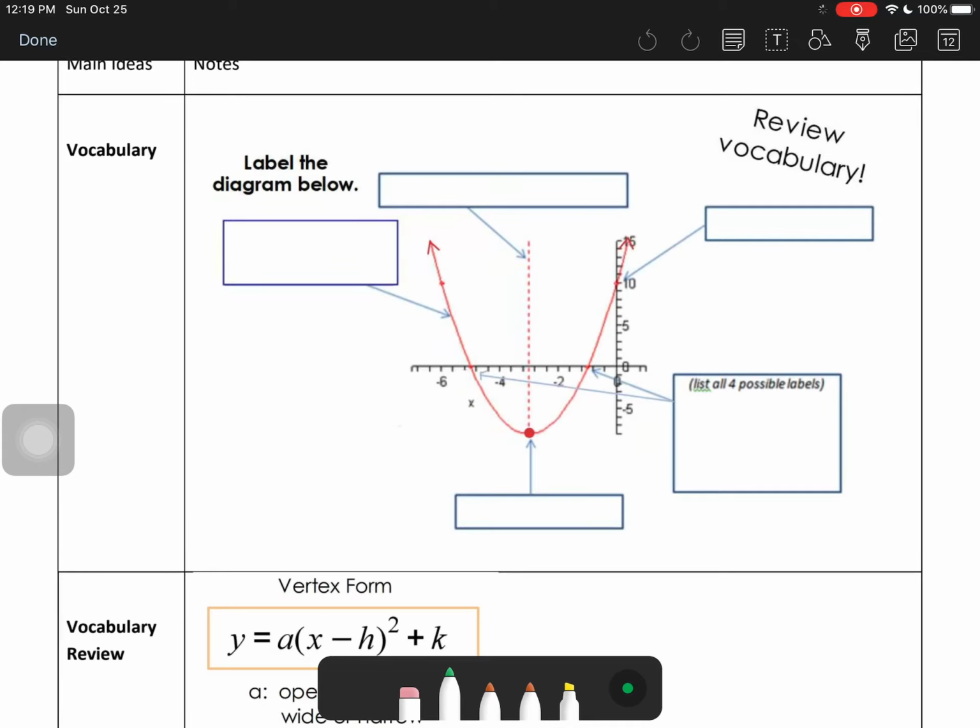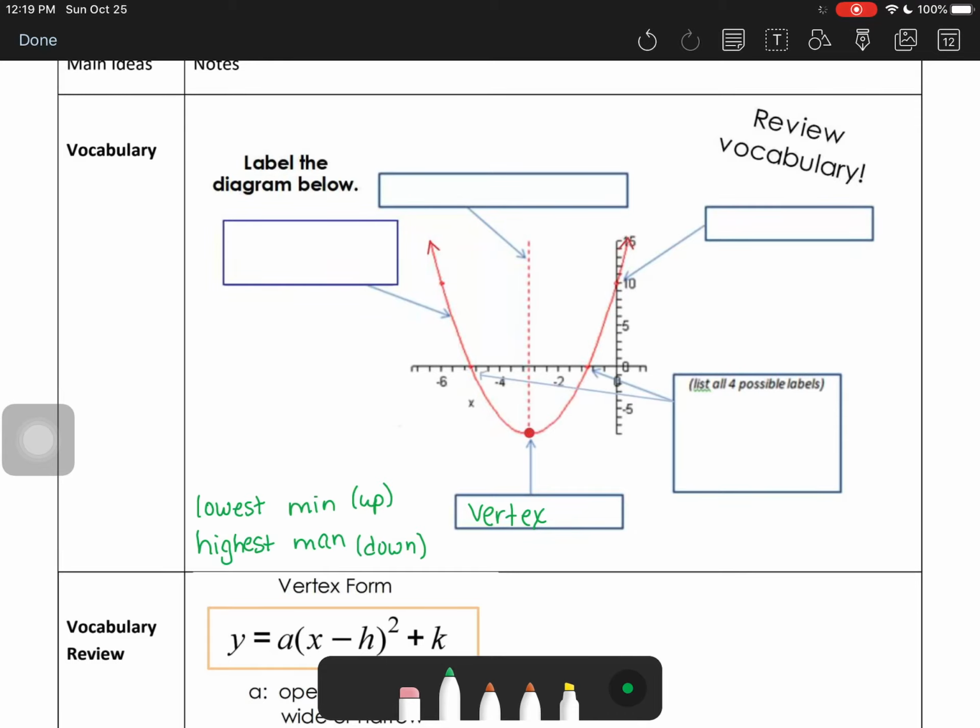So this is our vertex, which is our highest or lowest point of our parabola. Remember, if it's the lowest point, it is our minimum. If it becomes the highest point, it's our maximum. It's our lowest point if our parabola is opening up. It's our highest point if our parabola is opening down.